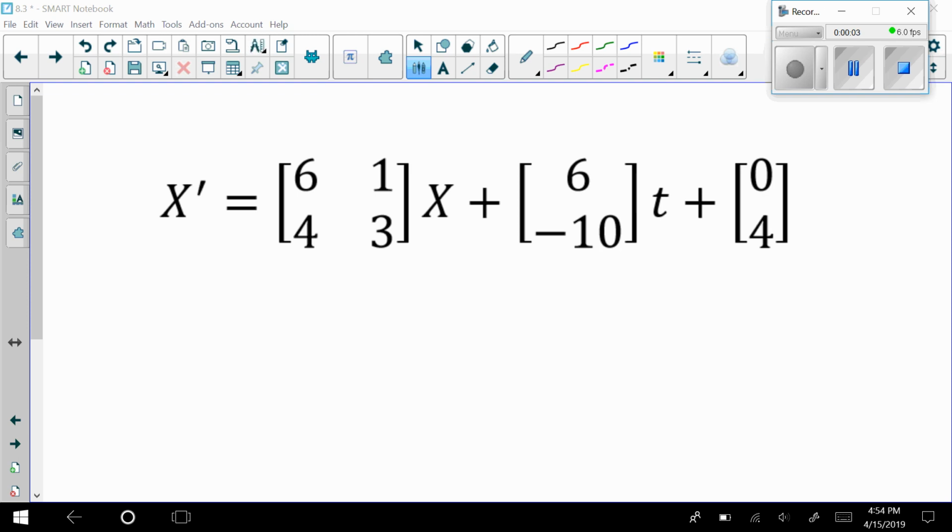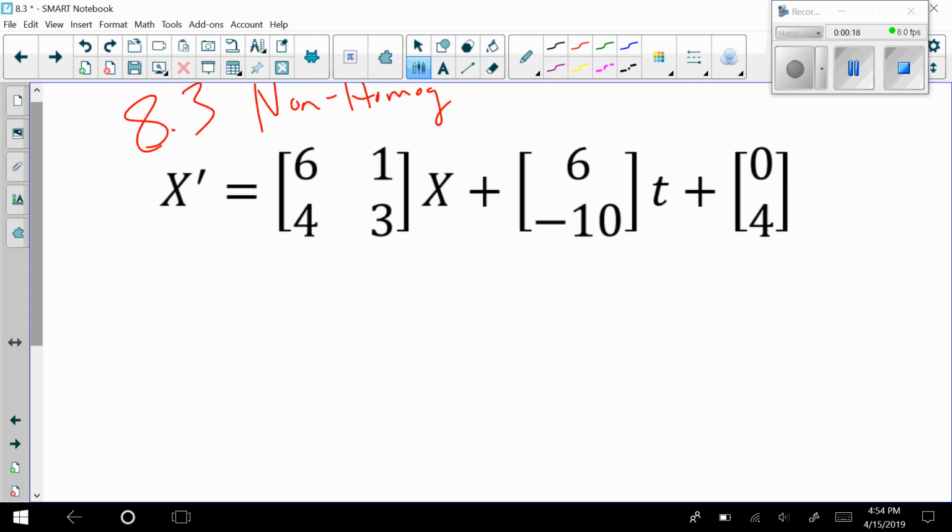Hello, differential equation students, and welcome back to section 8.3. We're doing non-homogeneous systems of differential equations. And this will be the second and final example.